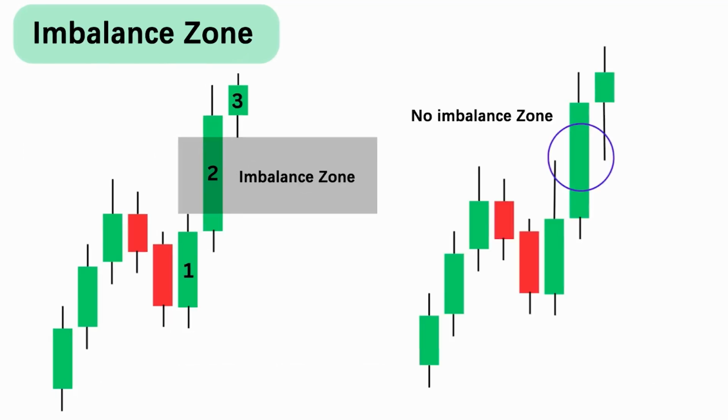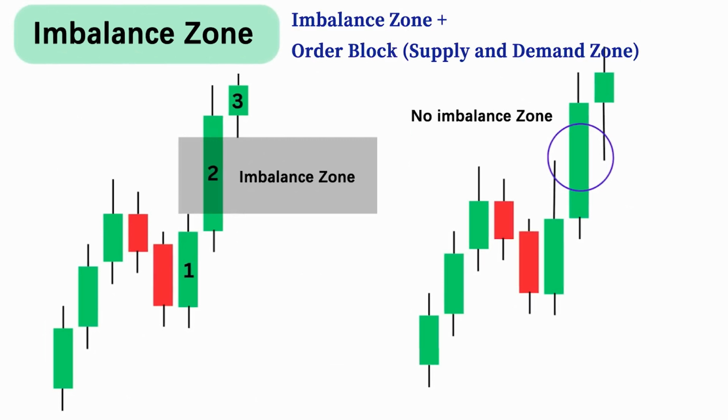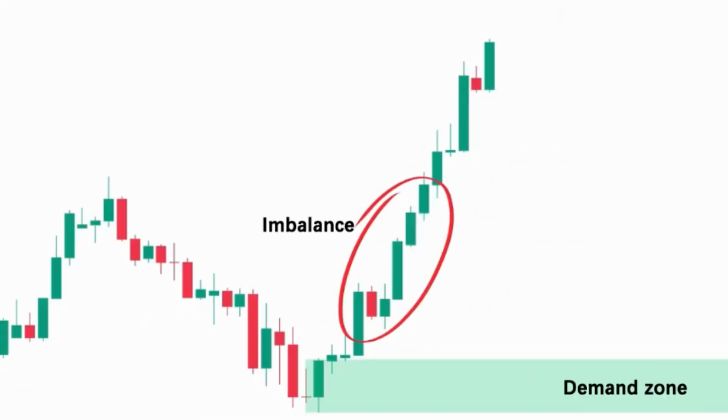For example, in the example on the right, you can see that there is no imbalance area because the shadow line has successfully filled the entire space. So how should we apply the imbalance zone when the rapid price change causes it to appear? We can wait for the price to pull back to the imbalance zone. Because the price is likely to pull back to test the imbalance zone, it will continue to act after filling these gaps. Therefore, we can use the imbalance zone in conjunction with the supply and demand zone to obtain higher quality and higher winning rate trading orders.